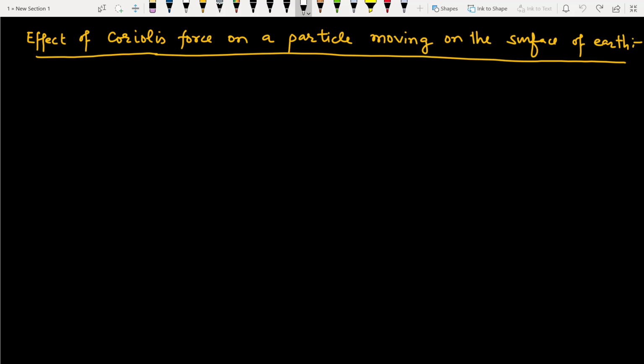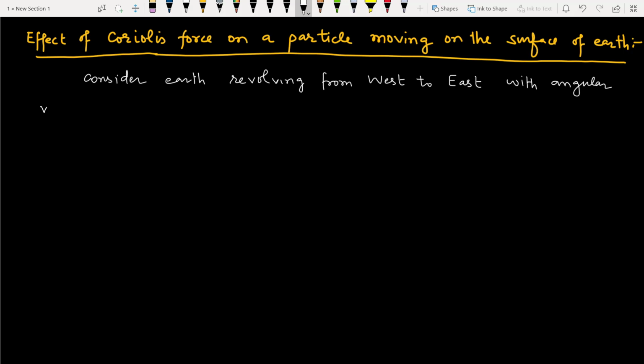So for this, consider Earth revolving from west to east with angular velocity omega vector about its axis of rotation.